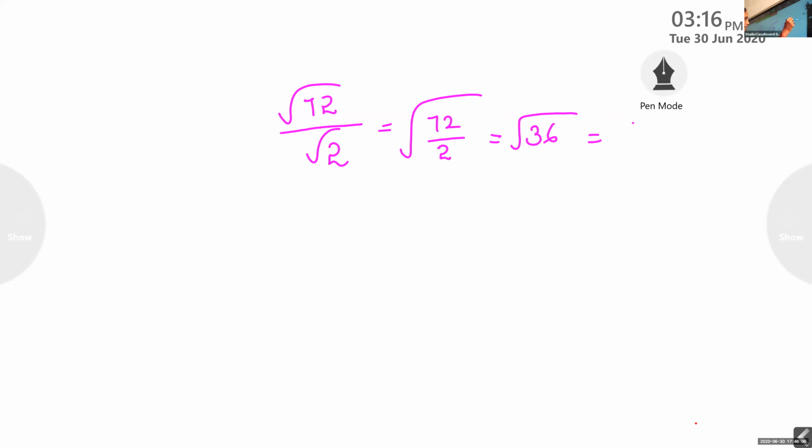What is the answer of this? 6. Look at root 36. Why did you get a proper answer? Because you have taken 72 and 2. When you divide, you will get a perfect square. Can you find some numbers like that? Can you find some numbers?